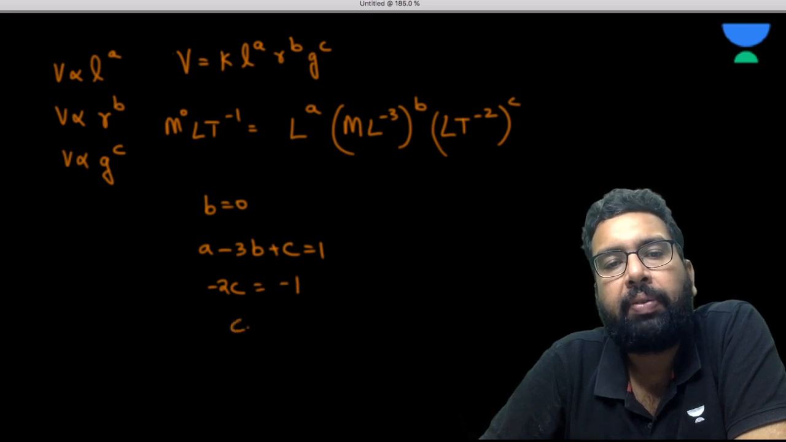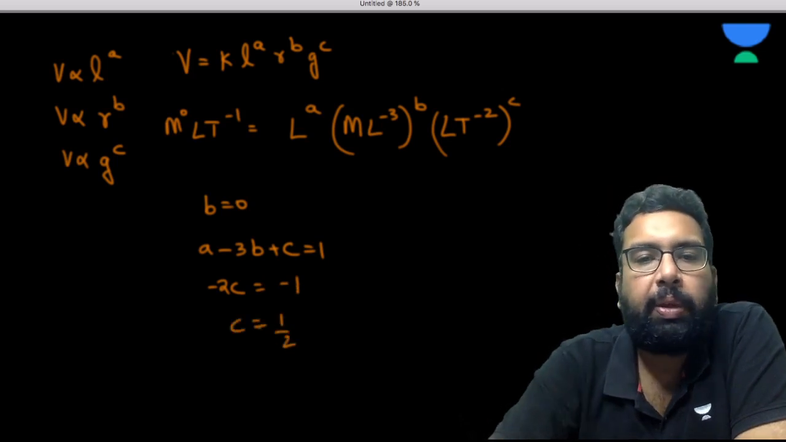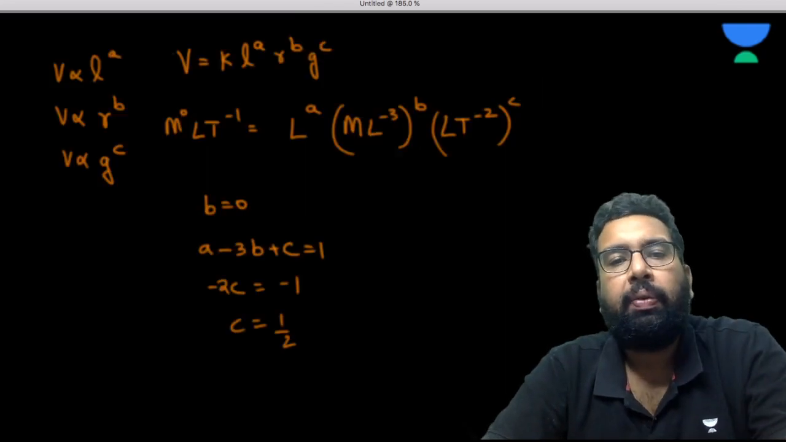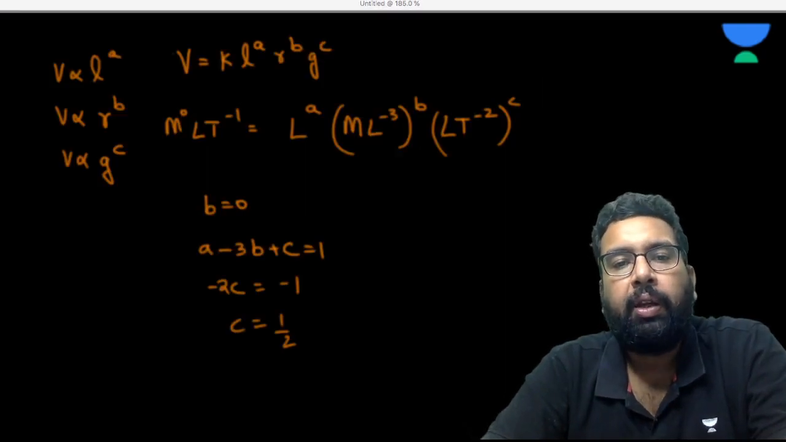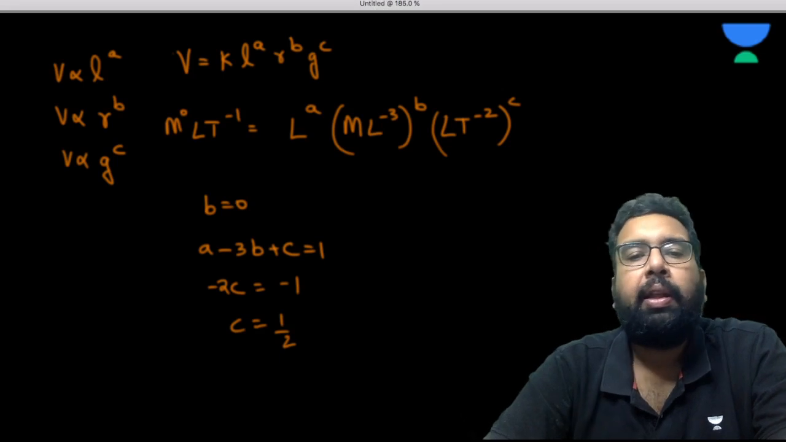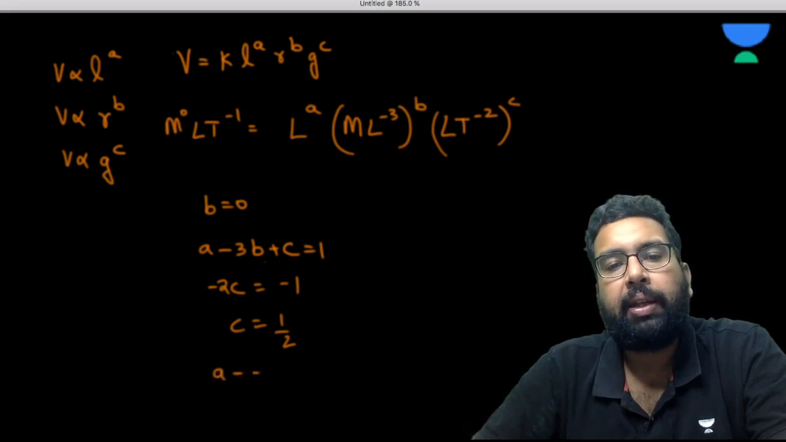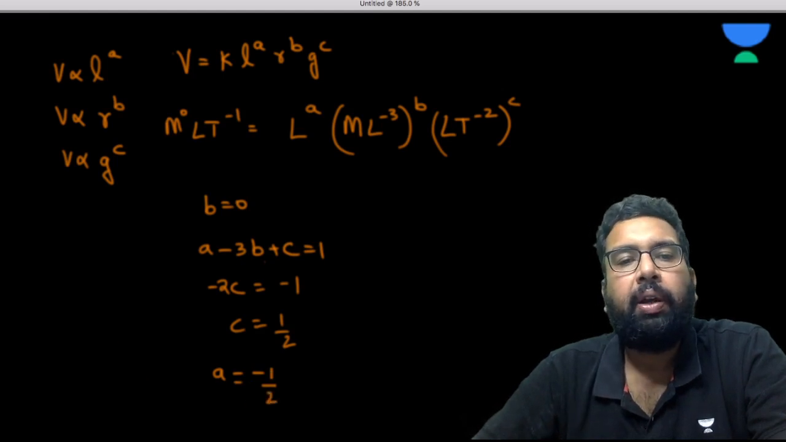Here it is minus 1. So C is going to be 1 by 2. No problem at all. Now C we have, B we have. So B is 0, C is 1 by 2. So A is minus 1 by 2. A is equal to minus 1 by 2. Isn't it?